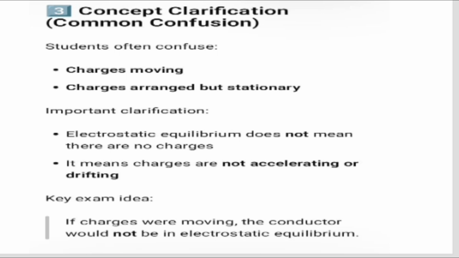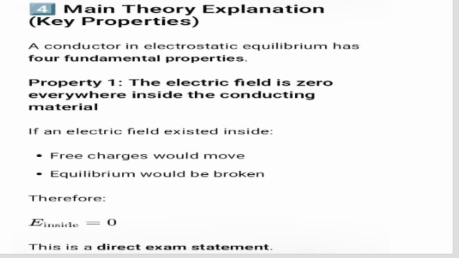Now, a conductor in electrostatic equilibrium has 4 fundamental properties. That's where they are going to be asking you questions in the exam. The first property is that the electric field is 0 everywhere inside the conducting material. Inside the conducting material, the electric field is 0. That's what we are talking about.